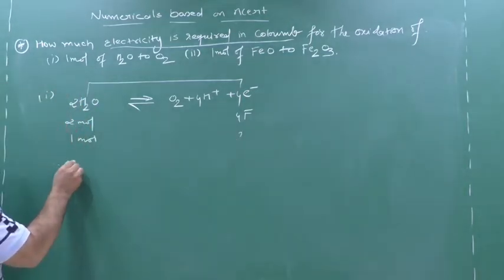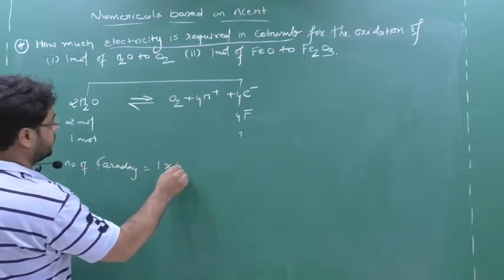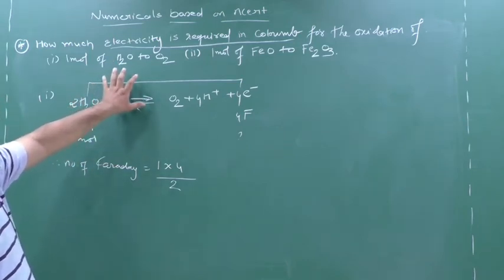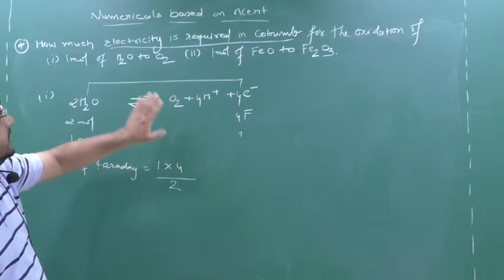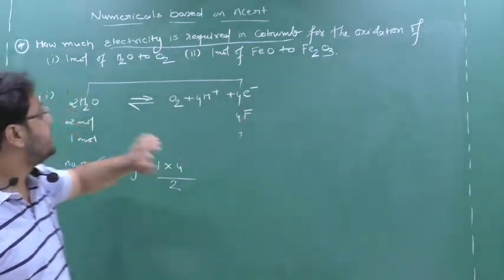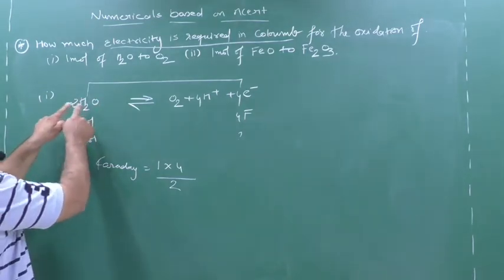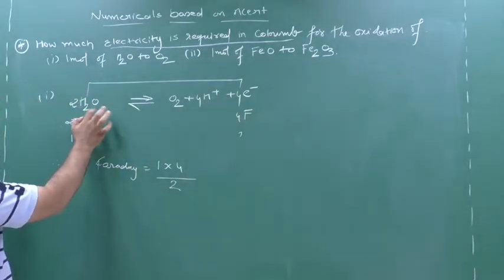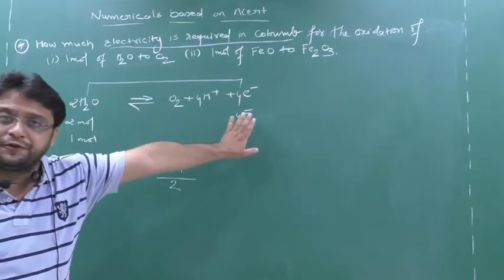So the number of Faraday will be equal to 1 into 4 divided by 2. Yes or no? See here, there is no relation. They just ask you to convert H2O into O2. I have converted. But they ask the question for the coulomb, that is for the electron, that is for the Faraday, and they have given 1 mole of H2O. So the relation should be developed between this water and this Faraday, not between oxygen and Faraday. Clear? Because the value of water is given, not for the oxygen.